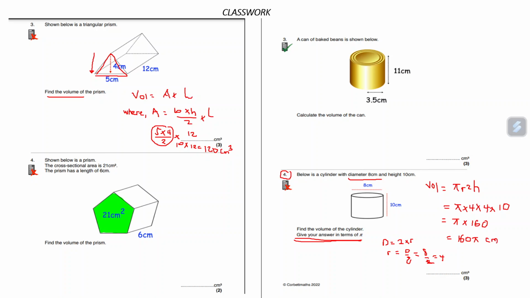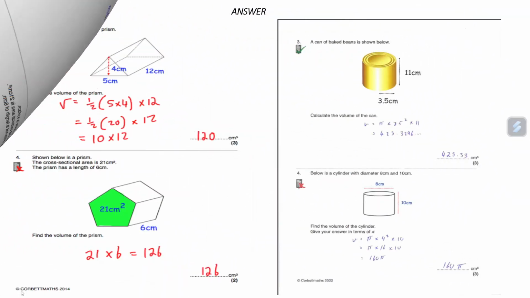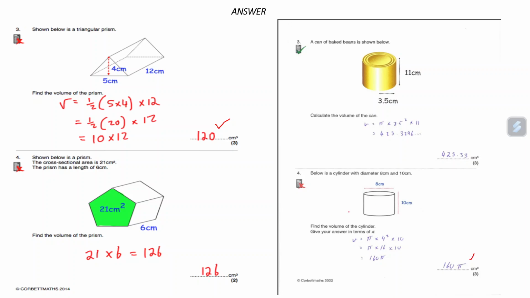centimeter cube. You can write it as 160 pi or pi 160. They are virtually the same thing. Pi 160 centimeter cube. Any way you write it is still the same thing. You get your full marks. Now we can move to the answer section to cross-check our answers. You can see this is correct and this is correct.